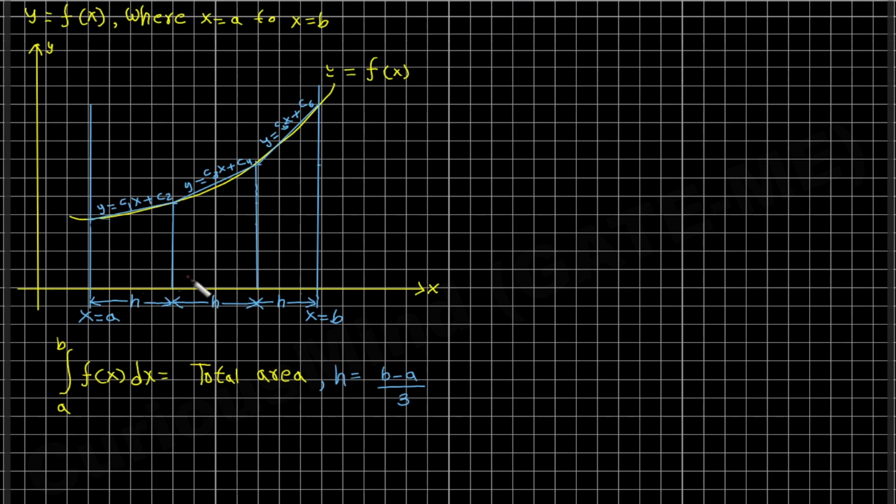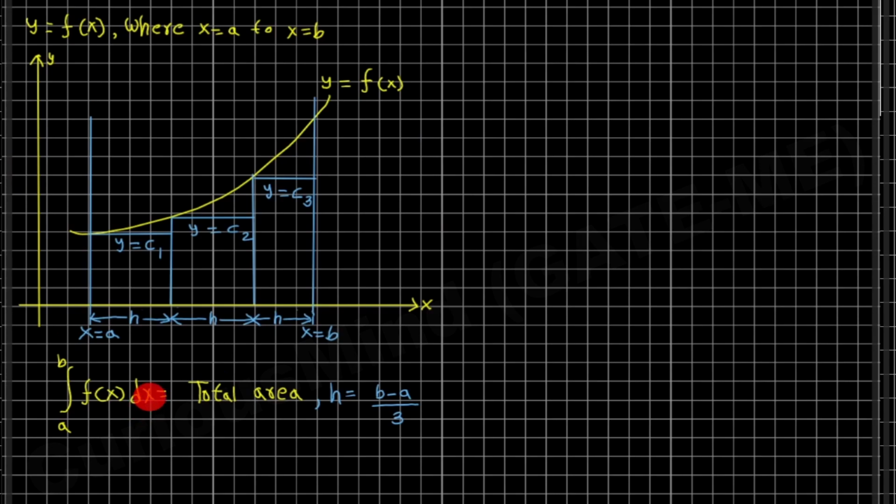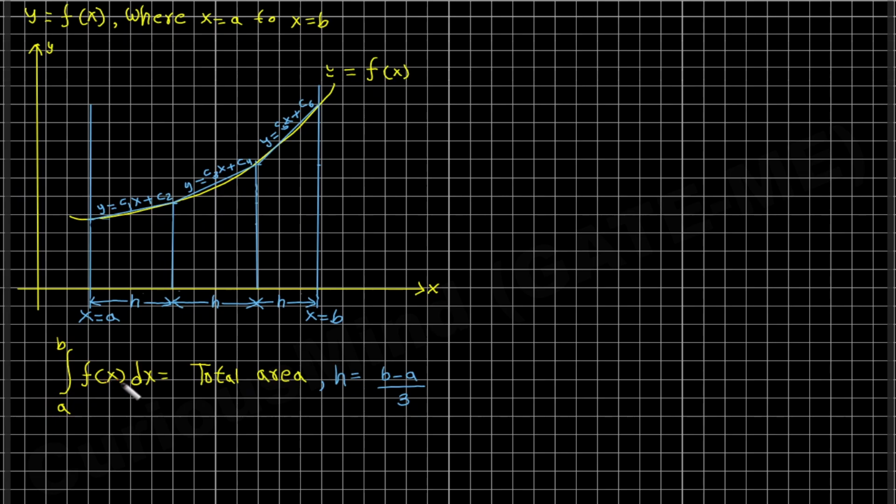And finally here we would get the approximate value of the definite integral of the function f(x) from a to b using this numerical integration technique, which is the trapezoidal rule.